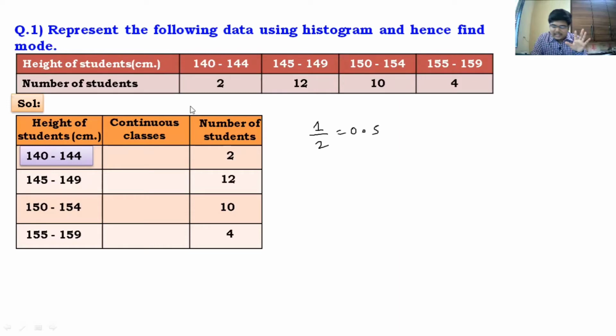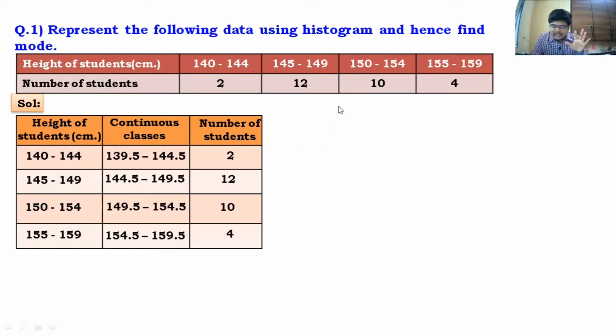Now you have to subtract the 0.5 from every lower limit and add the 0.5 to every upper limit. So 140 minus 0.5 is 139.5. 144 plus 0.5 is 144.5. So you subtract it from every lower limit and add it to every upper limit. Just keep on doing that. You'll get 144.5 to 149.5, 149.5 to 154.5 and 154.5 to 159.5. That's it. With that, we finish the table and now we can jump to the graph paper. So come on guys, take the graph paper and we'll start plotting and make the histogram first.